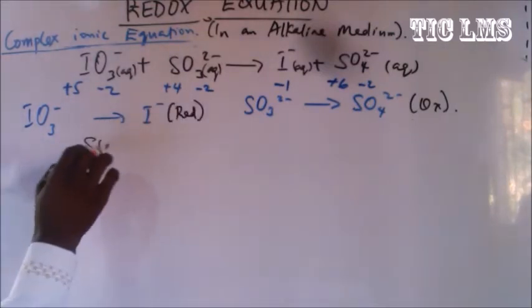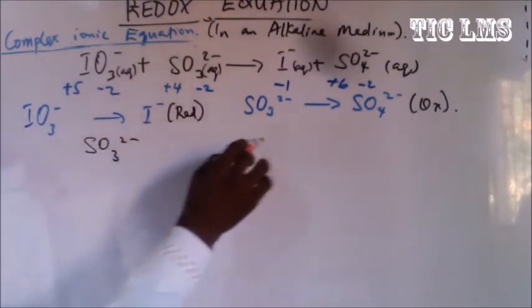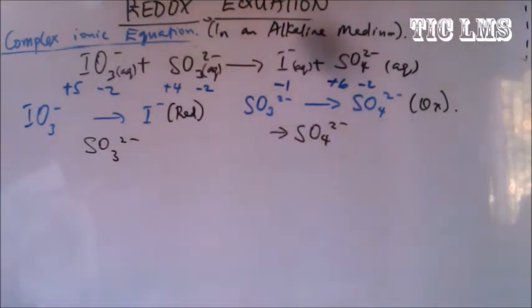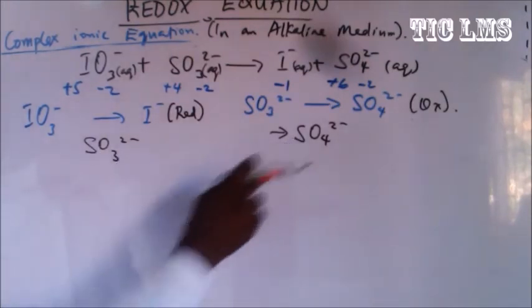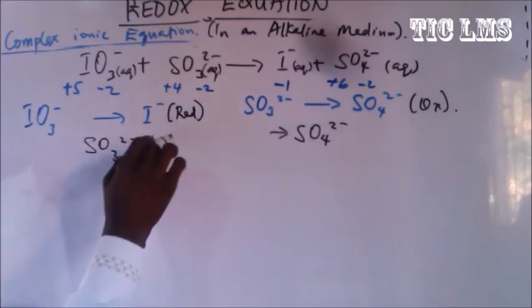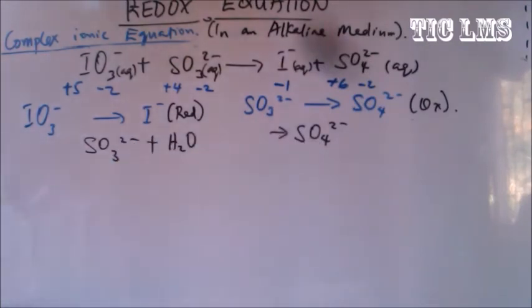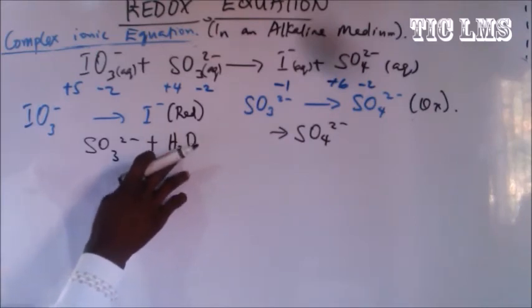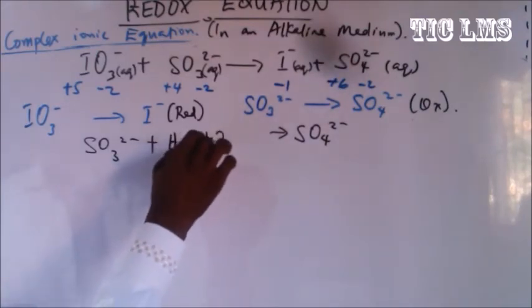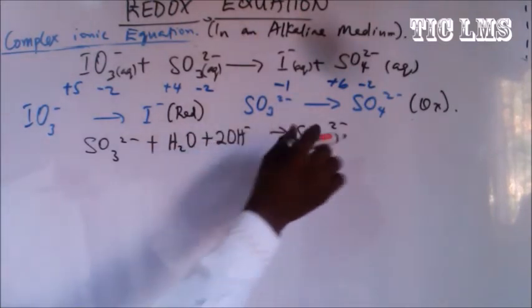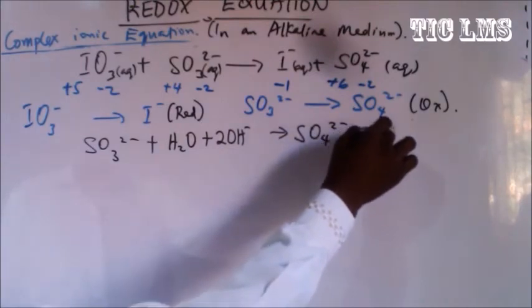So we have SO3 2 minus, which gives SO4 2 minus. We have 3 atoms of oxygen here, and we have 4 atoms of oxygen here. So we introduce 1 molecule of water, H2O. Now we are dealing with an alkaline medium. So because we have 2 hydrogen on this side, it will lead to the introduction of 2 OH minus. And because we introduce 2 OH minus here, we introduce 2 molecules of water on this side.